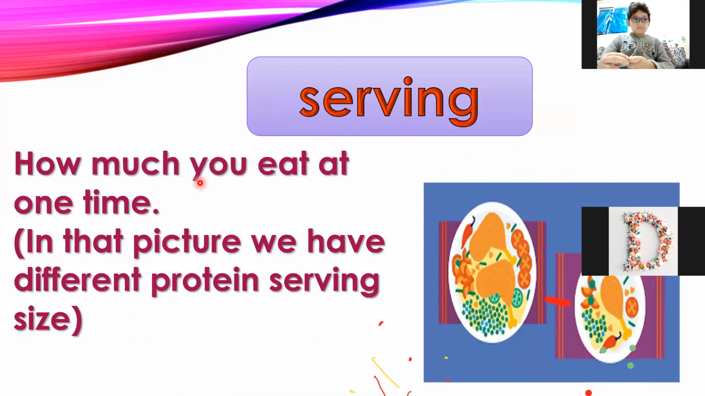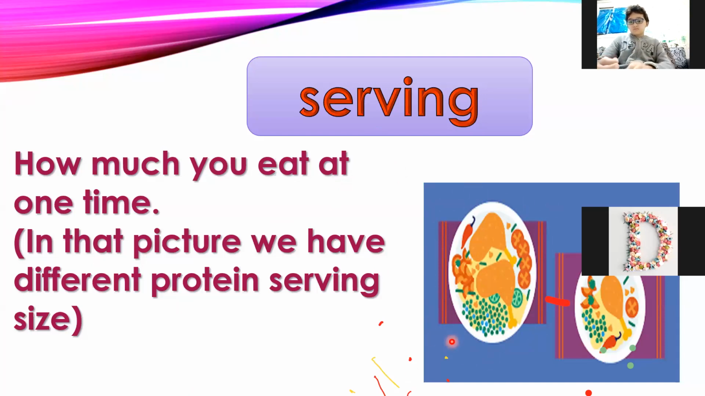Next, serving. Serving means how much you eat at one time. If you look at this picture, I have a big dish and a small dish. This big dish, I call it a serving, because it is how much you eat at one time.